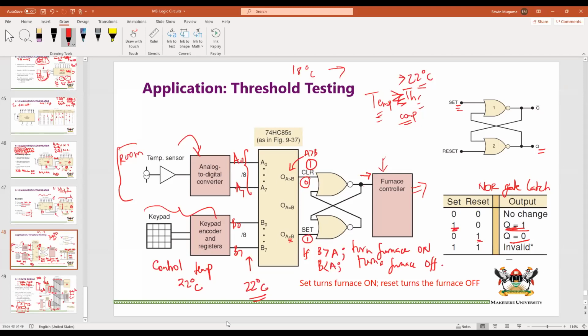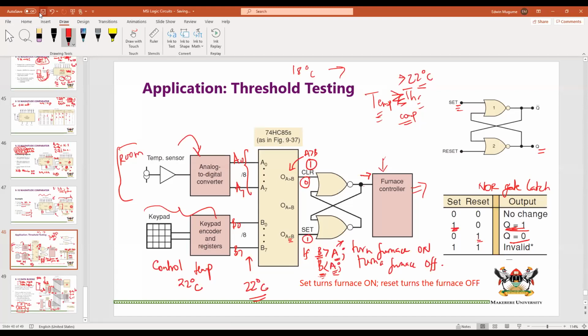If the set temperature is less than the current temperature, then we want to reduce the temperature to match the one we set. But if the set temperature is greater than the current temperature, then we want to heat up the room to approach the temperature that we set. So you can see how this regulates the temperature.